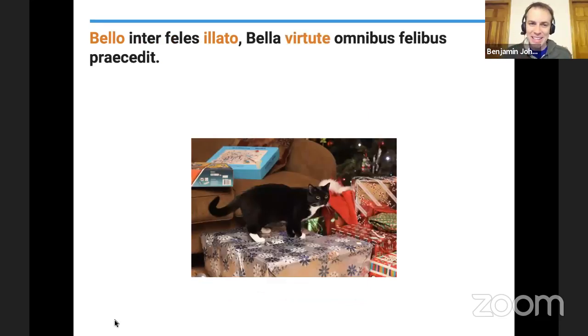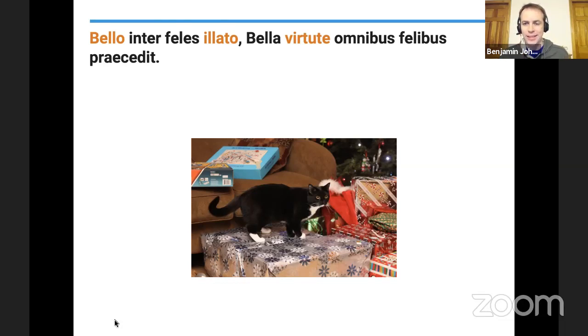Okay, here we go. Bello inter feles illato. Bella virtute omnibus felibus praecedit. Because think about it, we got two different ablatives here. We've got bello inter feles illato. So that's an ablative absolute with war had been brought on between the cats. Okay, so we got Bella here. She kind of rises above all other cats.